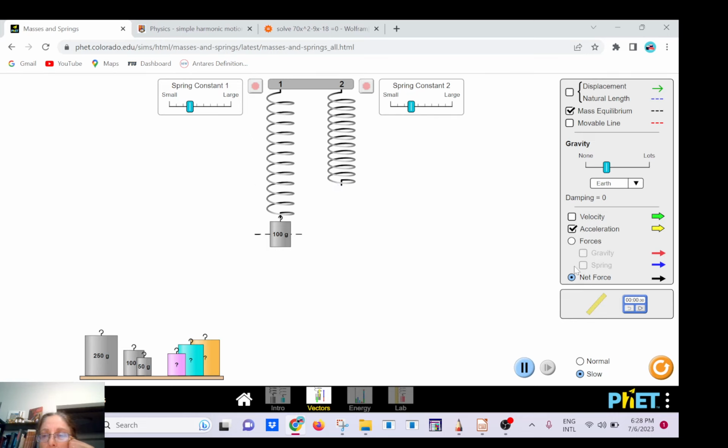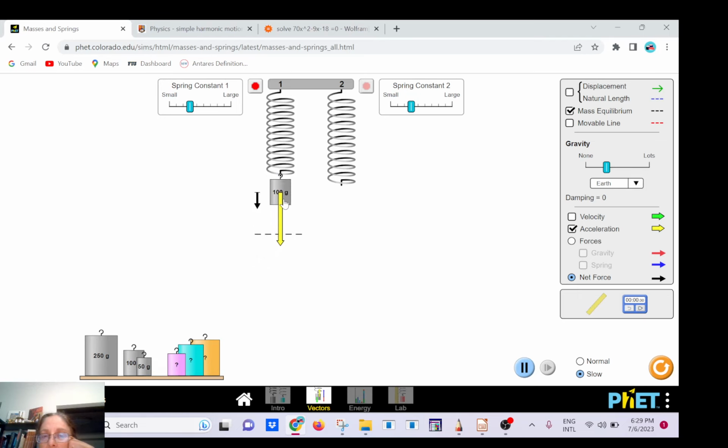So here I'm going to show you the net force. You see, I'm going to pull that down, and you see that the net force is up, and it's going to be maximum. Here the net force is 0, okay? And then it's going to increase again. It's going to be maximum when the spring is compressed. It's going to be 0, and it's going to be maximum when it's stretched, okay?